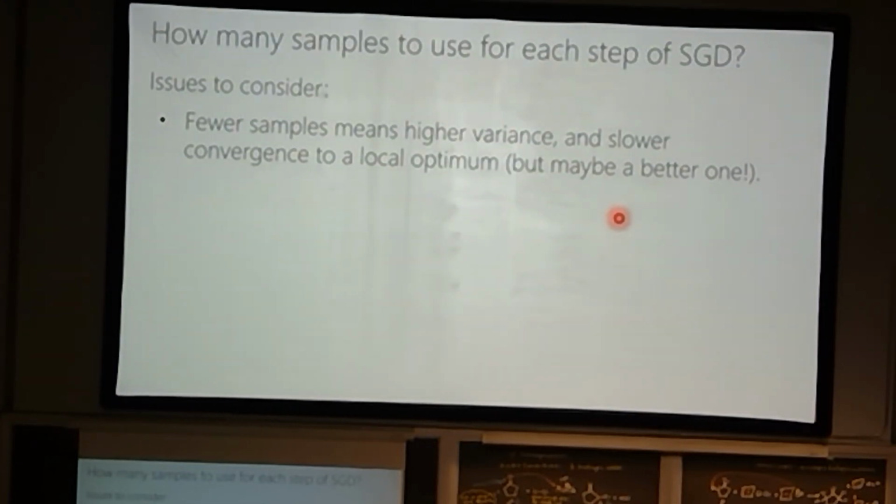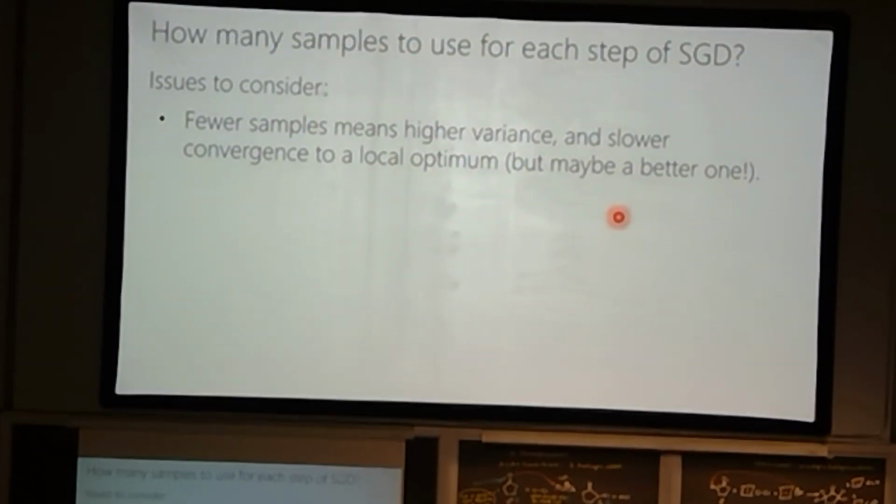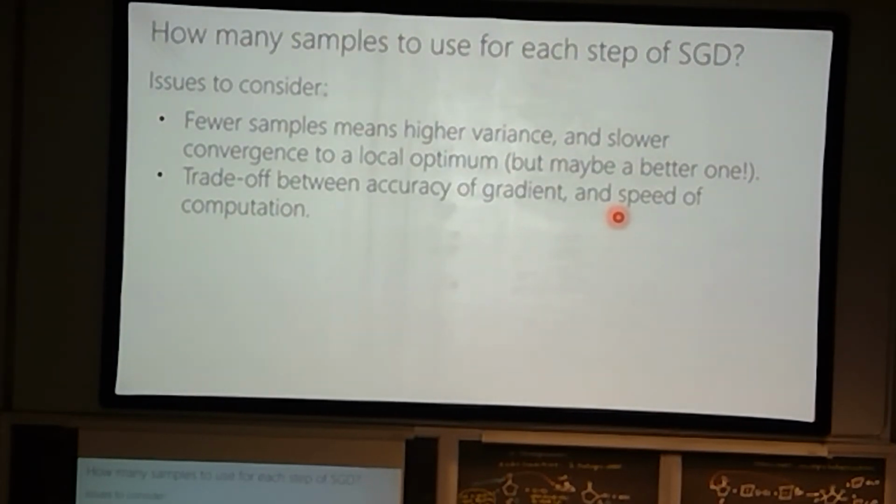So just some things to think about: fewer samples means you have a higher variance estimate, and therefore it might be slower convergence in terms of number of iterations to a local optimum. But also some people argue, and it's a little debatable, that it might accidentally shoot you into a different area, and you actually get to a better local optimum. And there's this trade-off of accuracy of the gradient and speed of the computation.